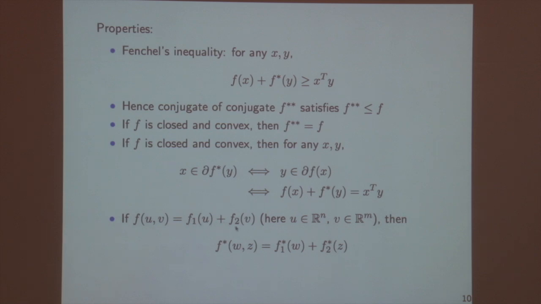Lastly, convex conjugates have simple calculus properties, just like convex functions do. One of them is that if I have a function which decomposes into a sum of 2 functions on non-overlapping blocks of variables, f of (u, v) is f1 of u plus f2 of v, then the conjugate splits up as well. F star of, say, (w, z) is f1 star of w plus f2 star of z, where f1 star is the conjugate of f1 and f2 star is the conjugate of f2.